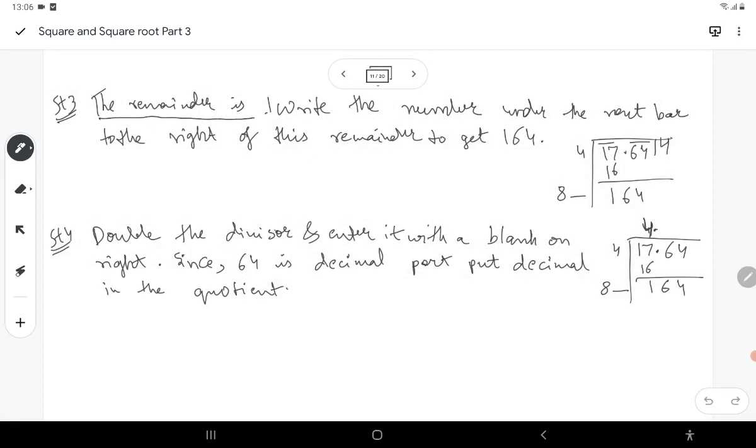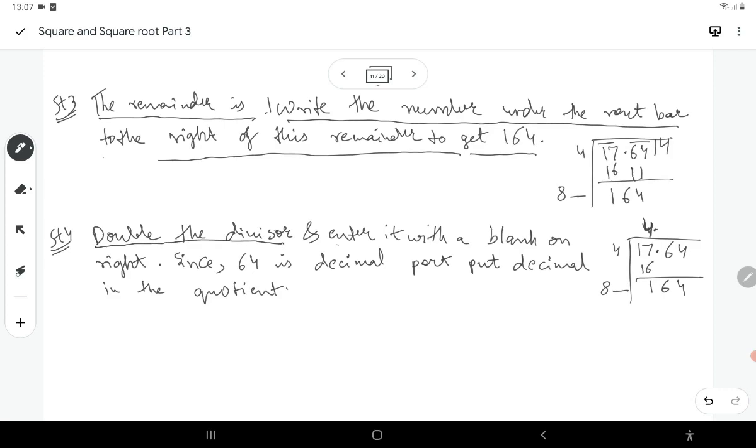Now the remainder is 1. Now write the number under the next bar to the right of this remainder. So bring 64 down to get the new remainder as 164. Next step is double the divisor and enter it with a blank on the right. So 4 doubled is 8, and on the right-hand side of it enter a blank.